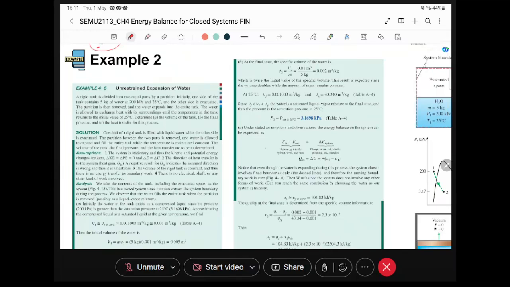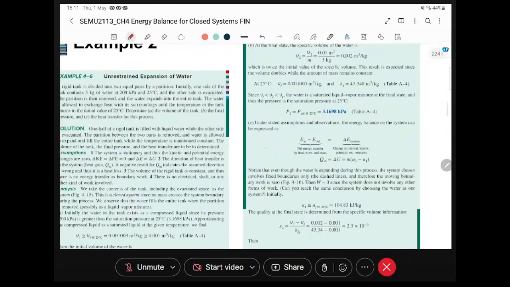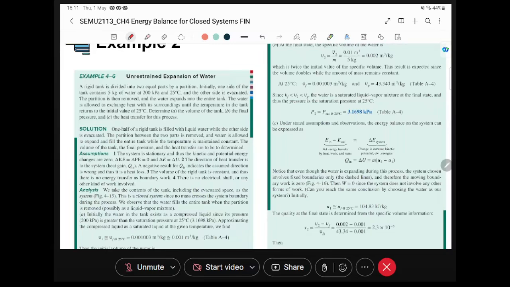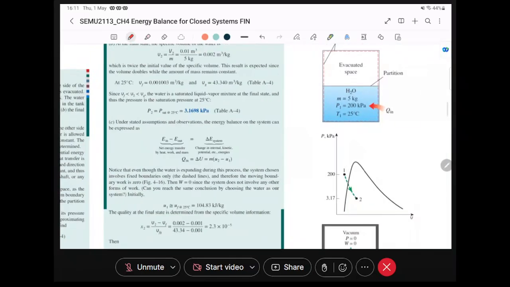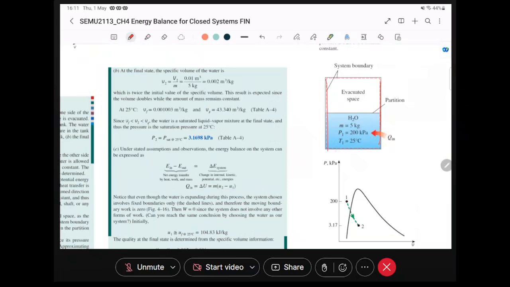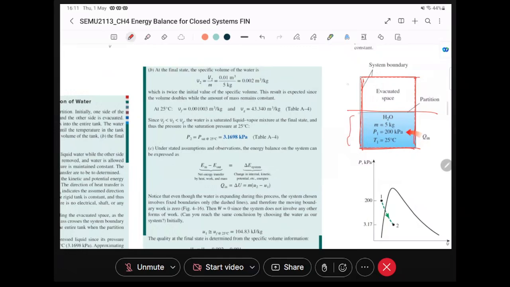This here is called the unrestrained expansion of water. What it has here is a rigid tank, divided into two equal parts. It's a solid tank, which means this is a system boundary. Solid means it doesn't expand, so the system boundary doesn't go beyond here. It's divided into equal parts, so 50% of the volume, 50% of the volume.